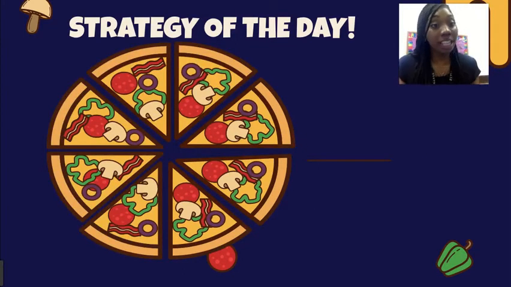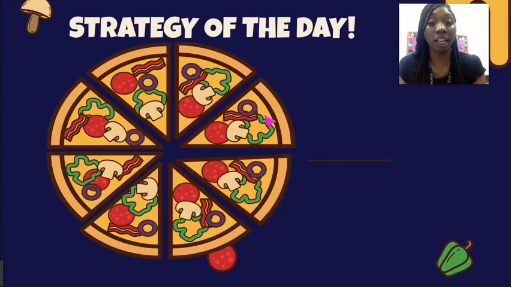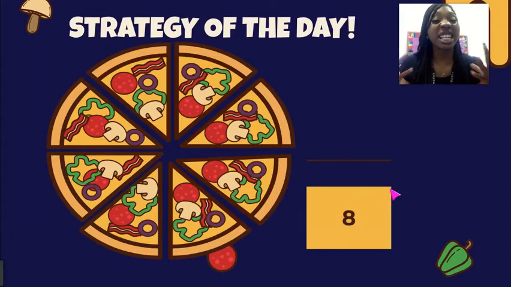Let's try one more together. I think you got the hang of this by now, but let's just keep going just to see. So now, how many parts make up the whole pizza? Let's count together. You ready? 1, 2, 3, 4, 5, 6, 7, 8. 8 parts make up the whole pizza. So we know our denominator is going to be 8 because that makes up the whole.